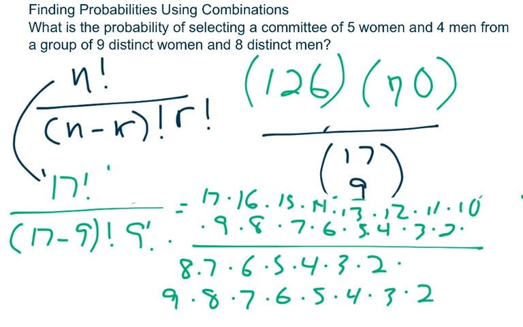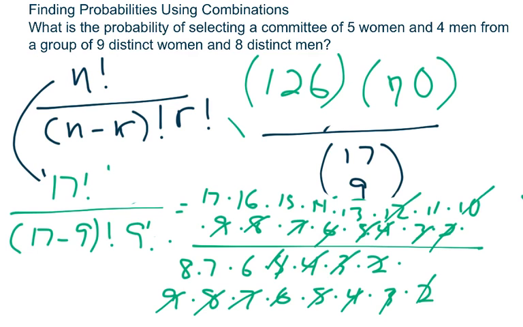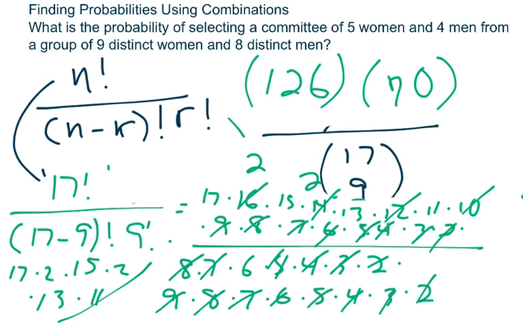We cancel out our common factors. Here I can cancel 2 times 5 with the 10 in the numerator. 3 times 4 is 12. I can cancel these. 7 divides into 14 2 times. 8 divides into 16 2 times. So the product I'm left with is 17 times 2 times 15 times 2 times 13 times 11, all divided by 6, which is what's remaining in our denominator.